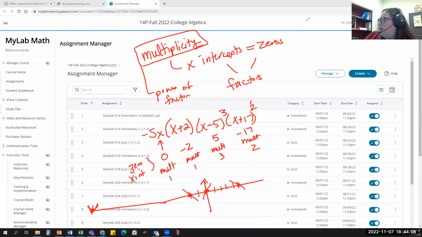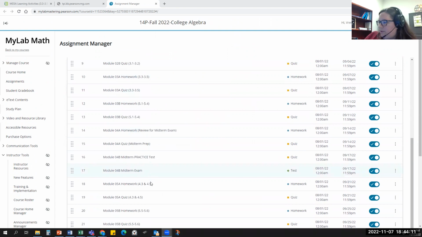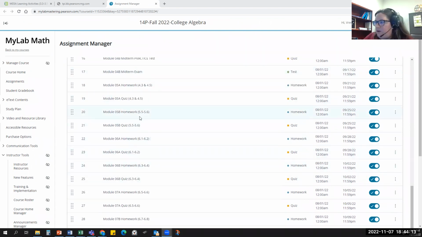So, all right, let's look at a couple of examples from module 3B homework.